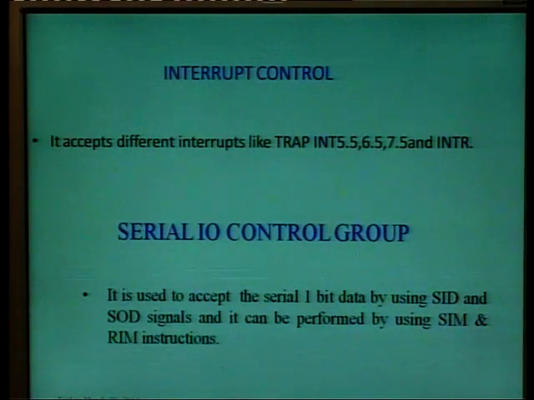Interrupt control: the interrupt control section of the 8085 accepts the different interrupts like TRAP, RST 5.5, 6.5, 7.5 and INTR. Serial I/O control is used to accept serial 1-bit data by using the SID line and SOD signal, and it can be performed by using the SIM and RIM instructions.